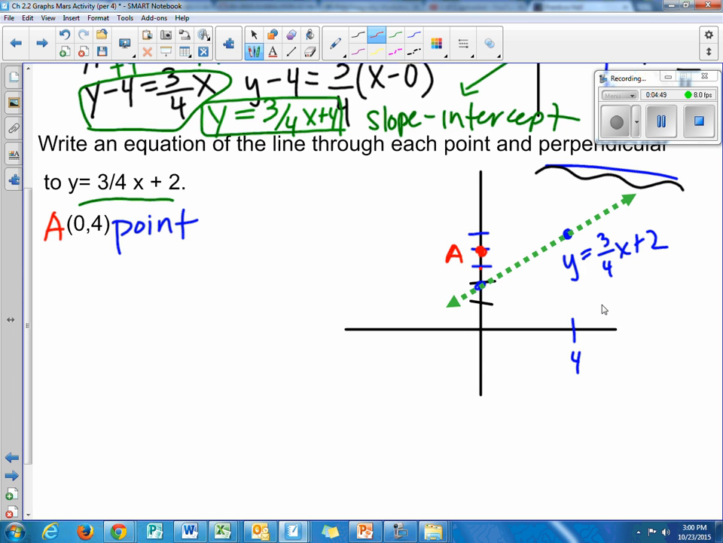Okay, so read this one more time. Write an equation of the line that goes through this point and is perpendicular. So not parallel, but this time perpendicular.